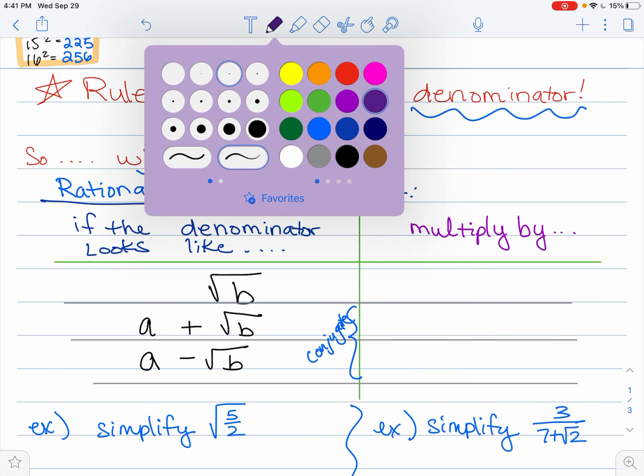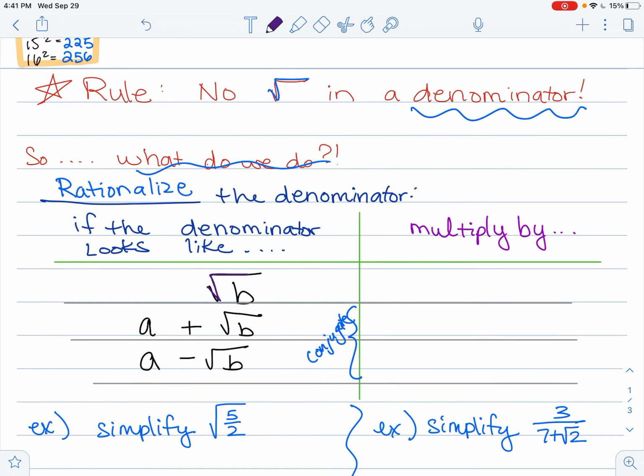Okay, so if your denominator looks like the root of b, you're going to multiply by the same thing, because we know the root of b times the root of b is just b. And remember, when you multiply, you're going to multiply it by the top and the bottom. So we're going to multiply the numerator and denominator by the root of b.